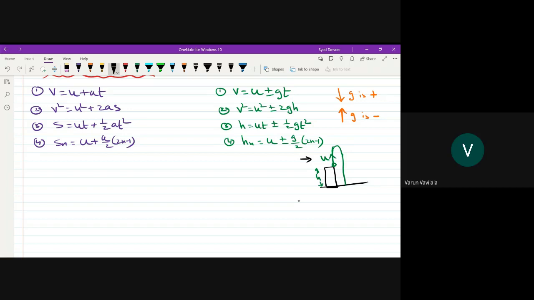Sir, because the arrow is facing in upward direction. Initial velocity is in upward direction. Okay, but we are talking about the sign of g, acceleration due to gravity, not the sign of velocity. Sir, downward direction. g is acting in downward direction. Okay, then should it be positive or negative? Positive.